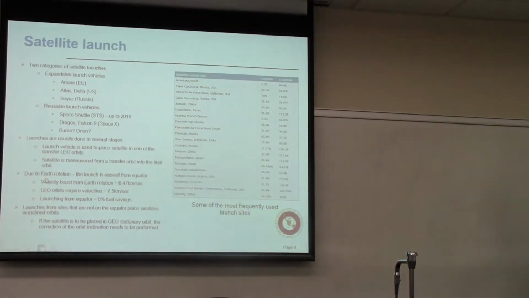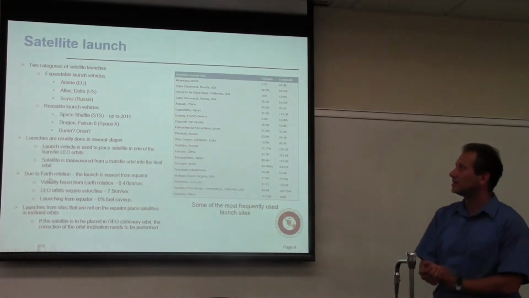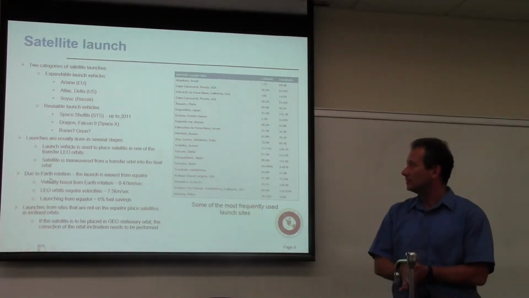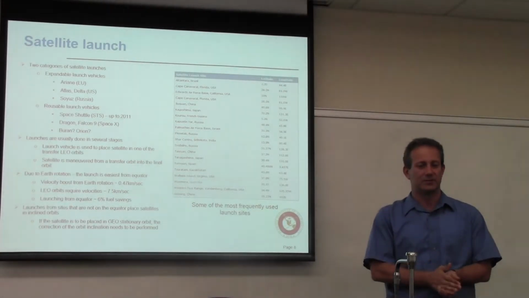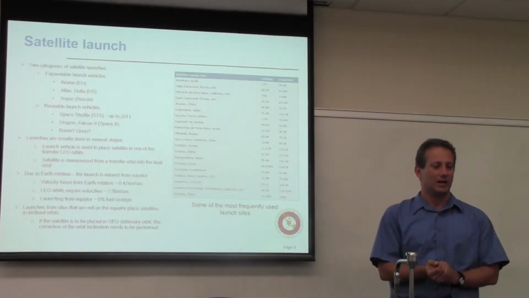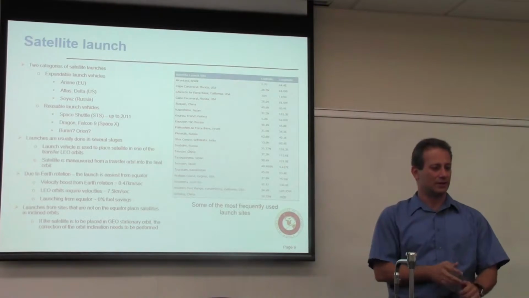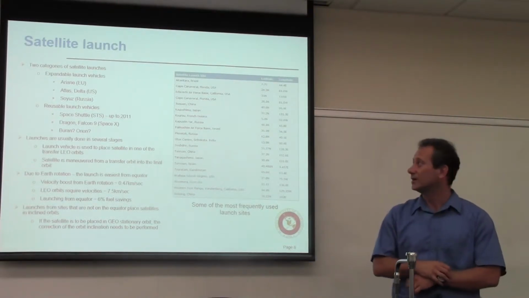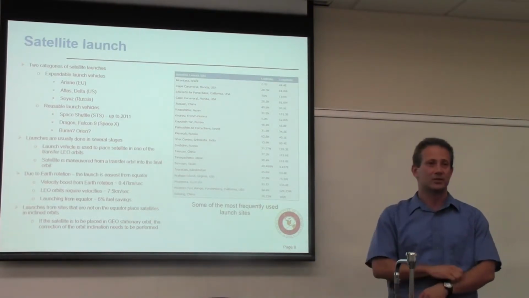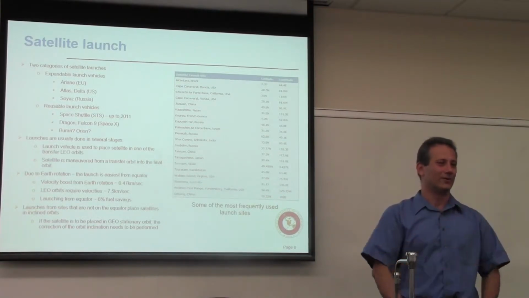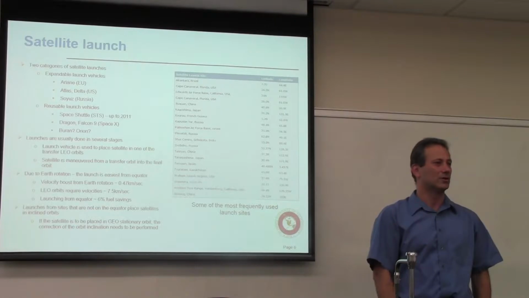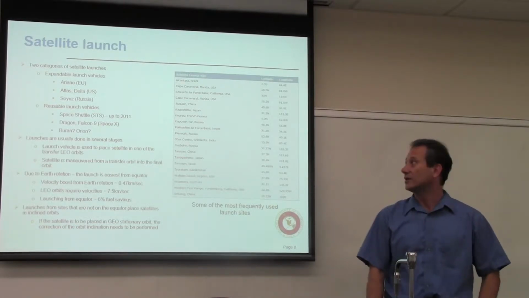Okay, so how do we launch satellites? Launching of a satellite is a relatively expensive business. I think your book gives, if memory serves me right, about $30,000 to send half a pound of mass into space. So it's a pretty expensive endeavor.